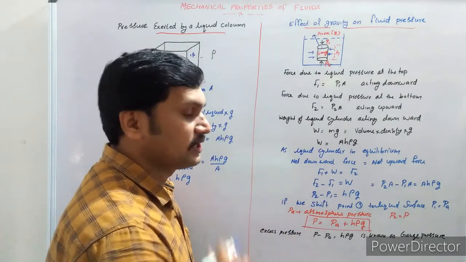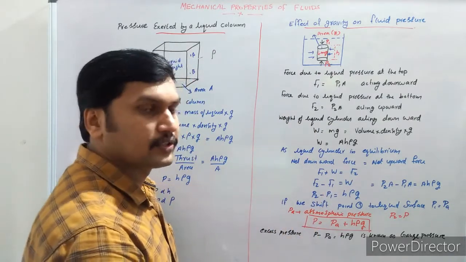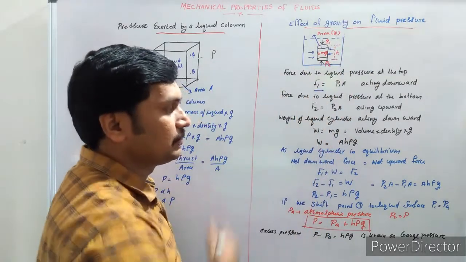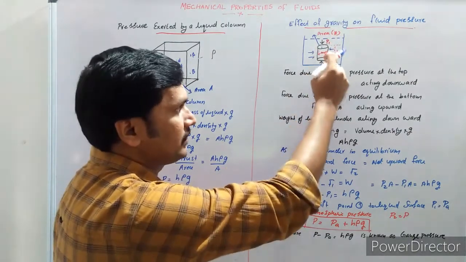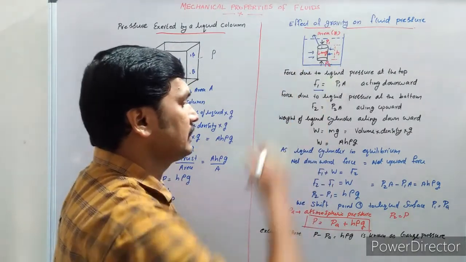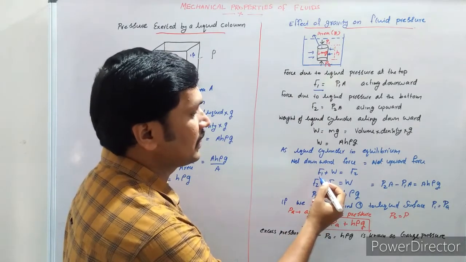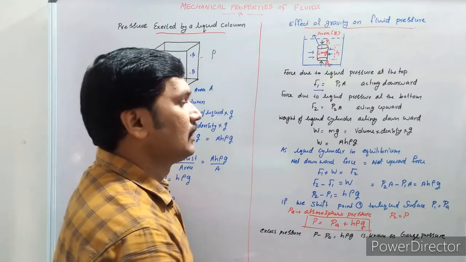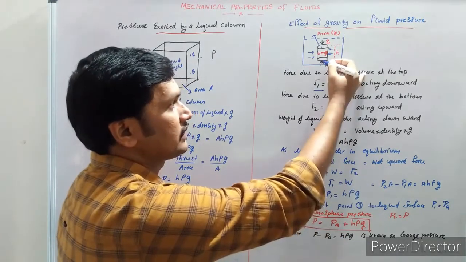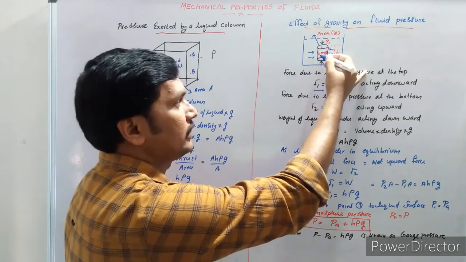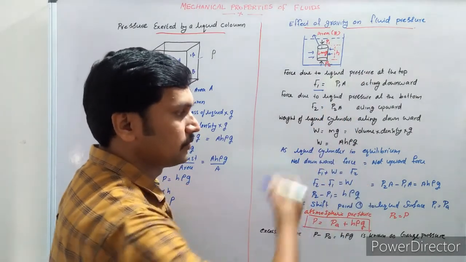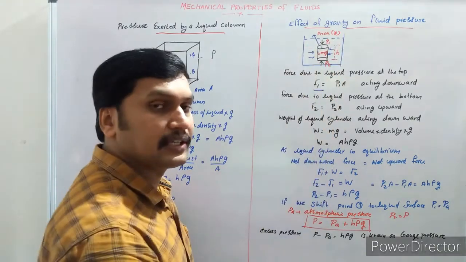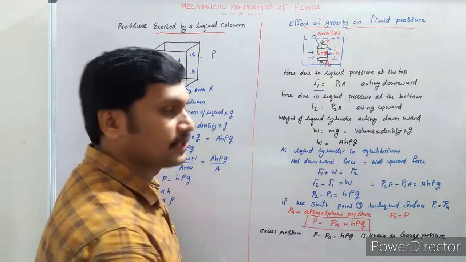So net downward force is equal to net upward force. So what are the downward forces? One is F1, which is acting vertically downward. And another one is the weight of this cylindrical element, which is acting vertically downward. So the net downward forces are F1 plus W. Both are in the downward direction. And we have an upward force on the bottom face, that is F2 in the upward direction. So the net upward force is F2. So equate them because the cylindrical element is at equilibrium. The net force is equal to 0.